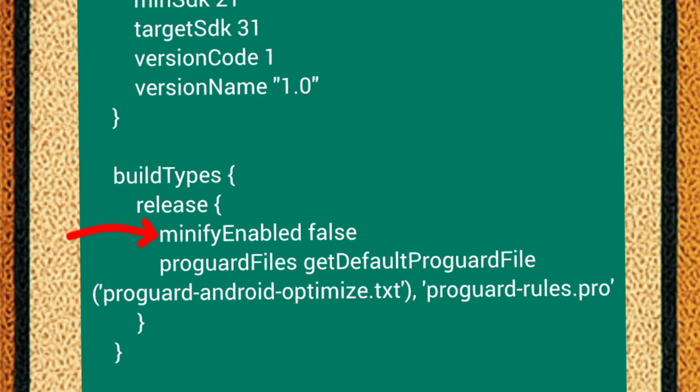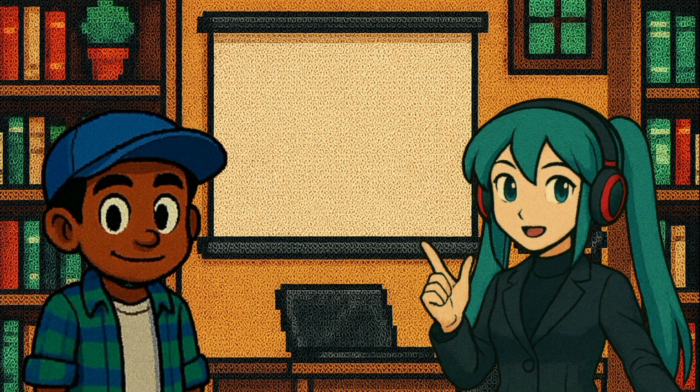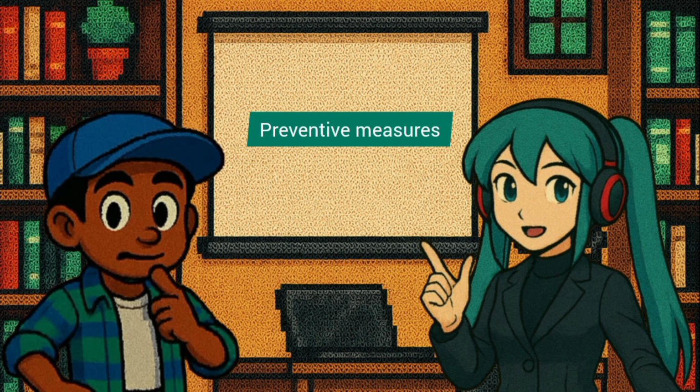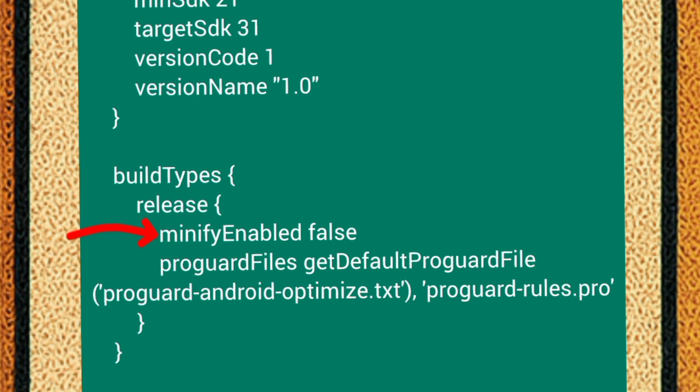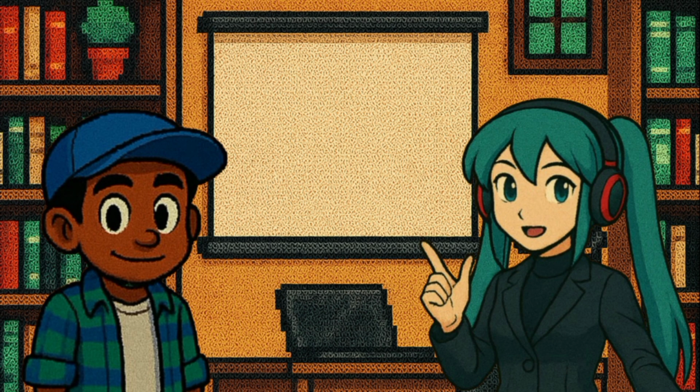minifyEnabled false. Normally, when you're releasing your app, you'd want Gradle to minify your code. That means removing unused code, shortening variable names, and making it harder to reverse engineer. But here, it's set to false. It's like saying, I'm not ready to pack everything tightly, just give me a readable version of the release. But in a real app, especially in large apps, you should enable this to reduce app size and protect your code.